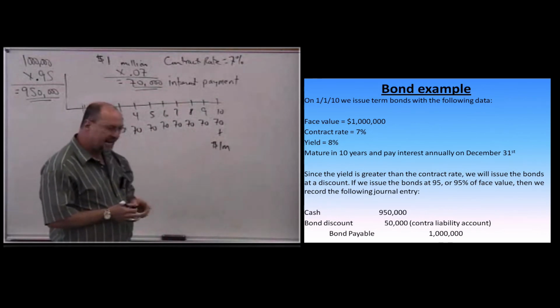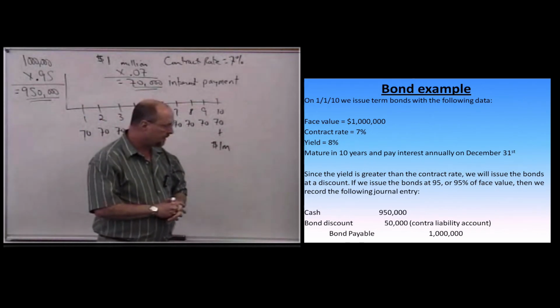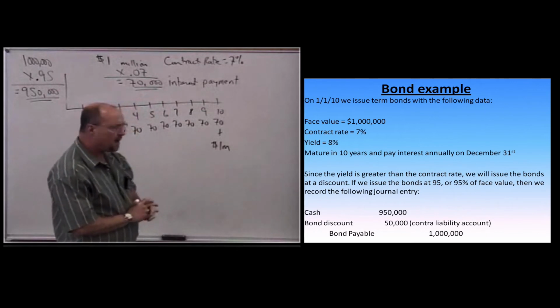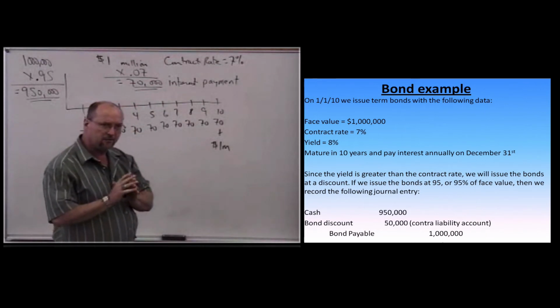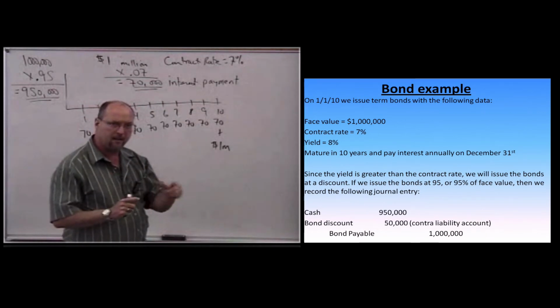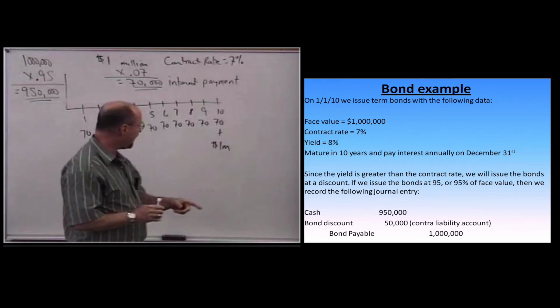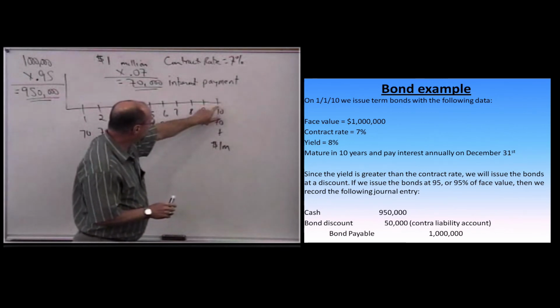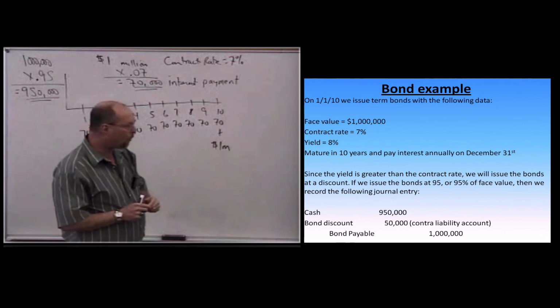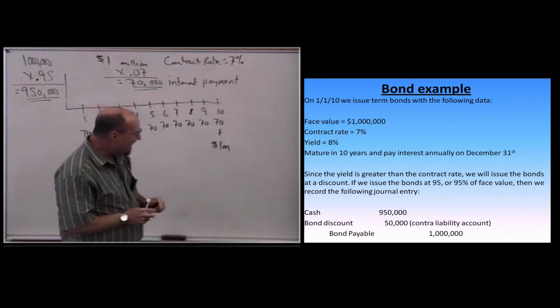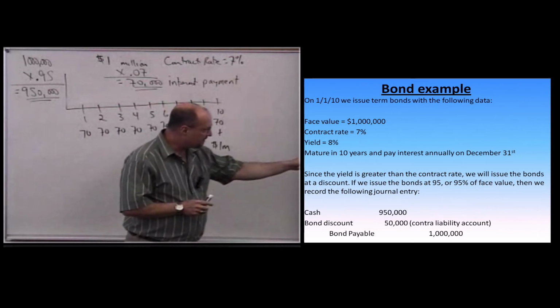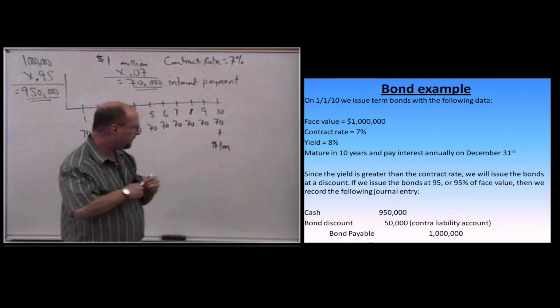I'm going to debit cash for $950,000. I'm going to credit bonds payable for face value. We always credit the bonds payable at face value because at the end of the 10th year, I've got to pay back $1 million. And I'm going to debit the bond discount for $50,000.